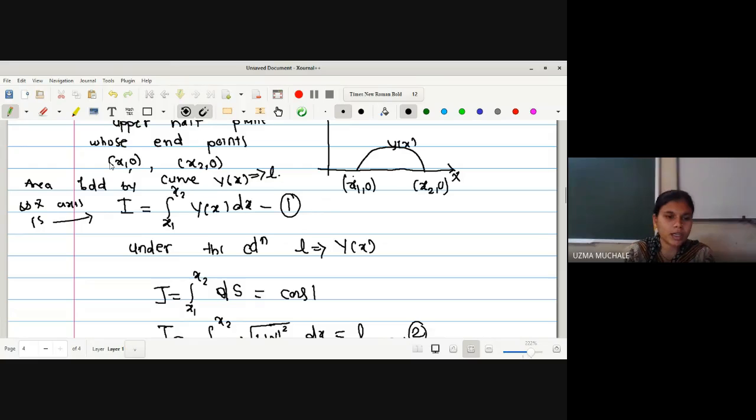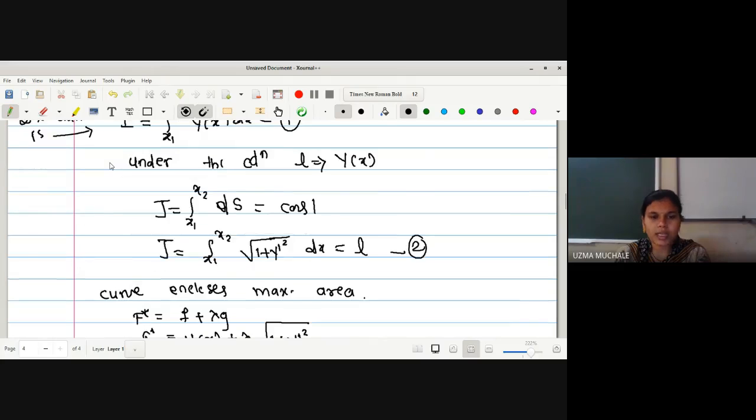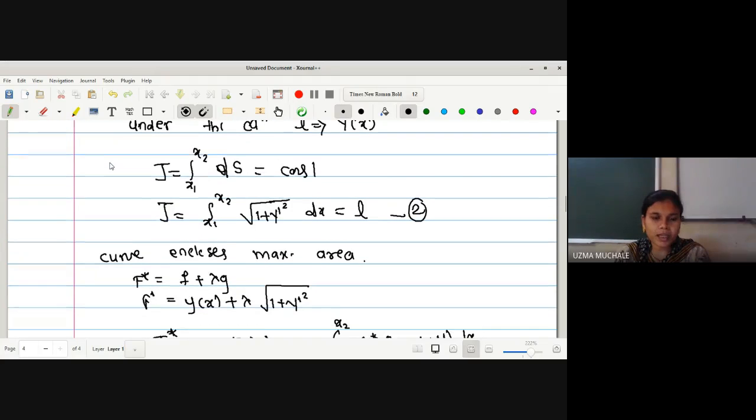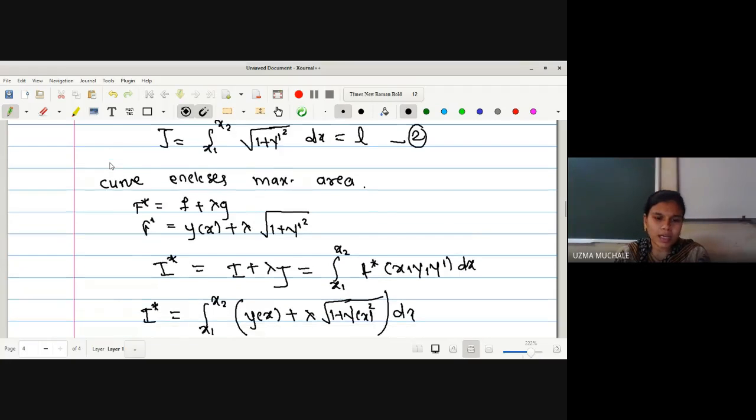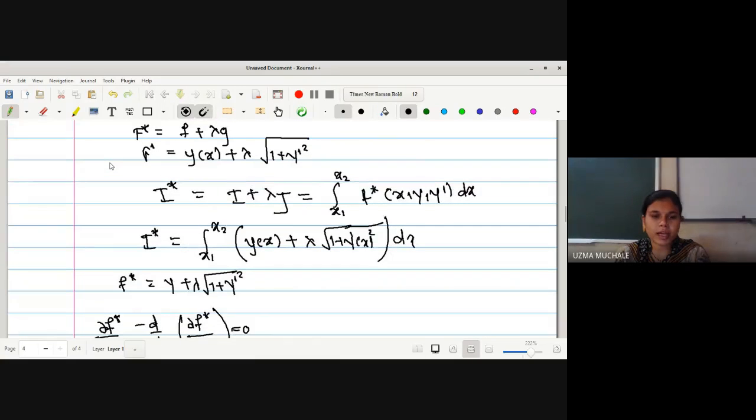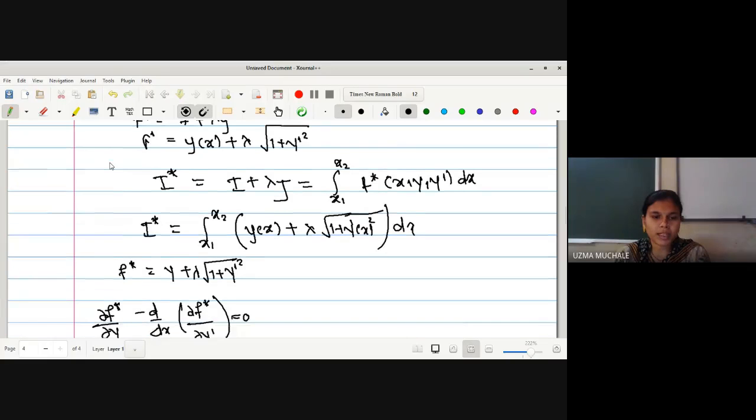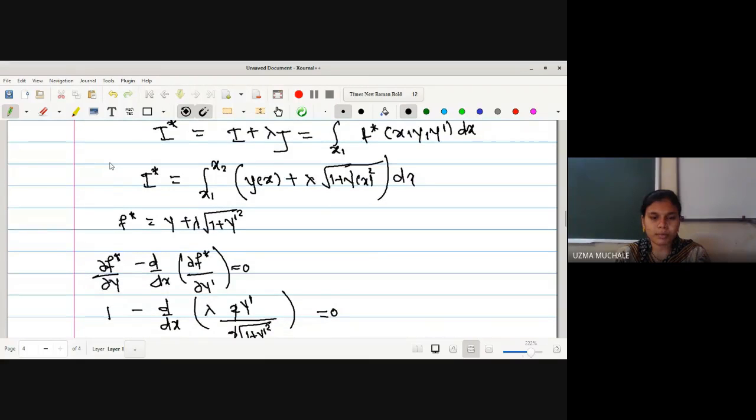Now we have to find the integration of y of x, which will give you the area under the curve y of x. But what is the condition? Whatever length we are provided is some constant, and hence we have imposed a new condition, that is J. Now, to find the extremization of I under the condition J, we can use the isoperimetric problem. So for the isoperimetric problem, we have the integral I star and the corresponding F star, using Lagrange's multiplier lambda.